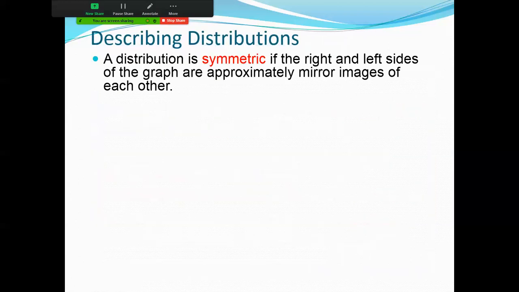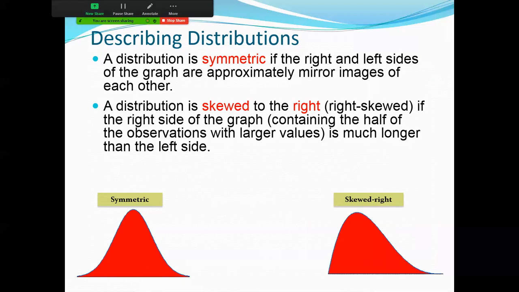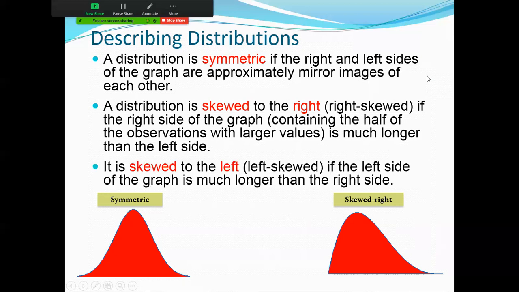Describing distributions. A distribution is symmetric if the right and left sides of the graph are approximately mirror images of each other. A distribution is skewed to the right if the right side of the graph, containing the half of the observations with larger values, is much longer than the left side. It is skewed to the left, or left skewed, if the left side of the graph is much longer than the right side.